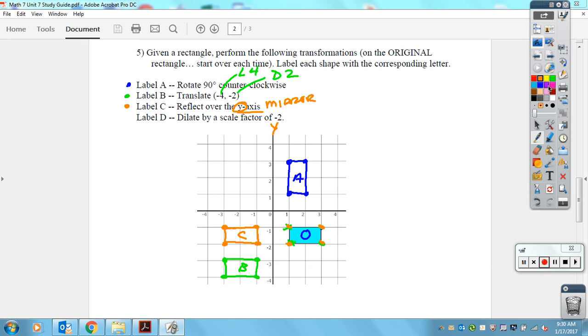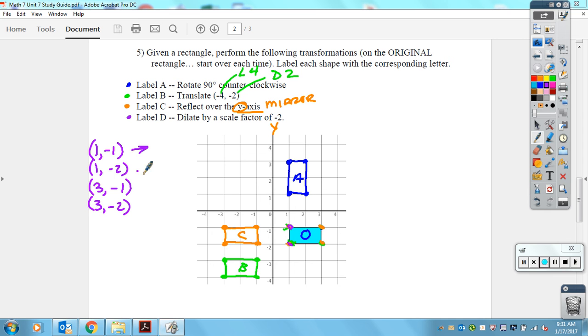Let's do the last example, which is a dilation. In order to do a dilation, I got to go back to my original, write down these coordinates. This is the coordinate, right 1, down 1. This is the coordinate, right 1, down 2. This is the coordinate, right 3, down 1, and right 3, down 2.